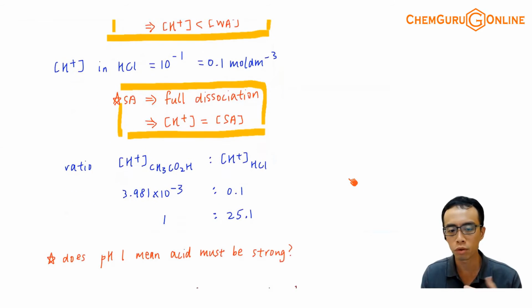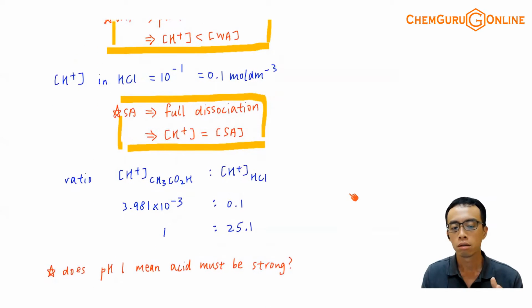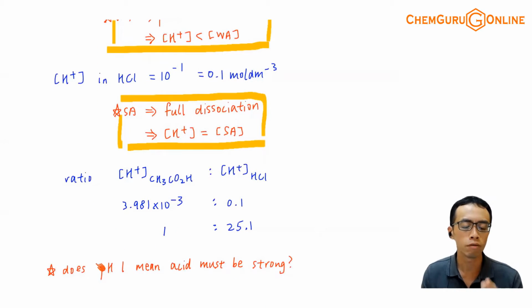Now, before we do that, maybe we do a discussion, which I think is good to talk about, involving the pH of a strong acid. So if you're given a solution where the pH is equal to 1, does it necessarily mean that the acid must be a strong acid? Or another way to look at it is, does it mean that if it is a strong acid, it must always have pH equals to 1?